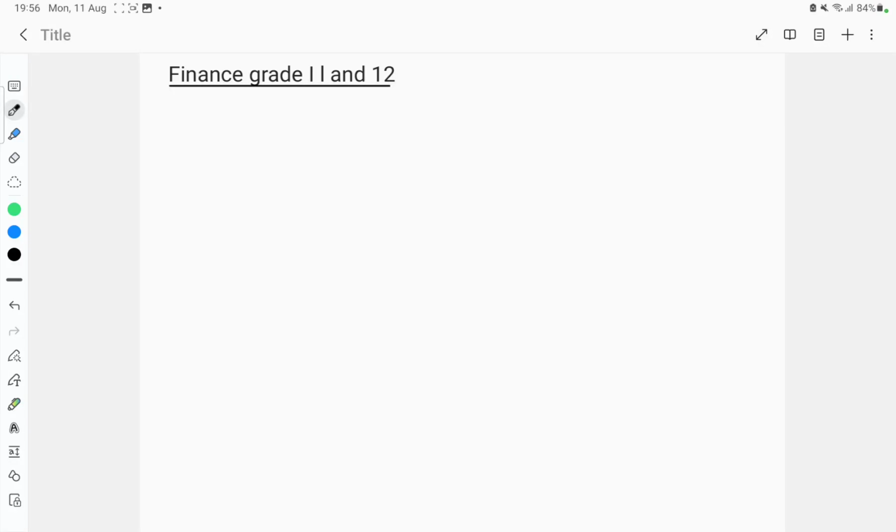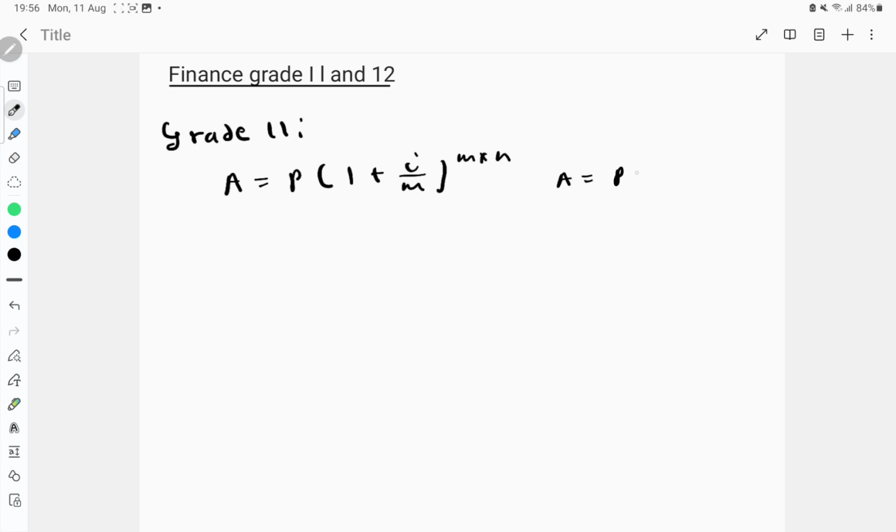Finance today. And then from grade 11, we know that, so this is grade 11 content. We know that you have the compound interest, which is 1 plus i over m to the power of m multiplied by n, or the straight line basis for simple interest, which is this one.